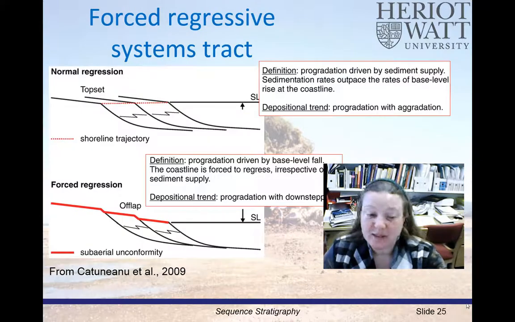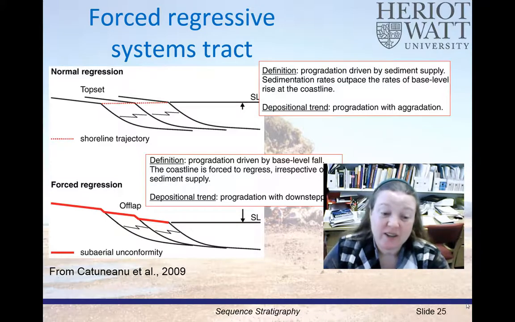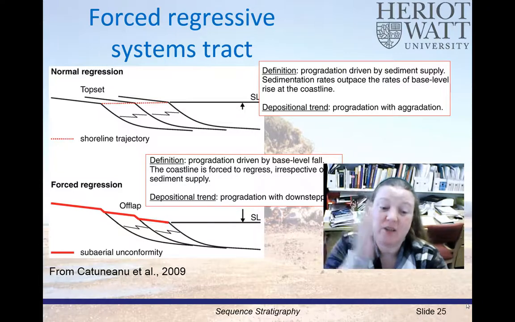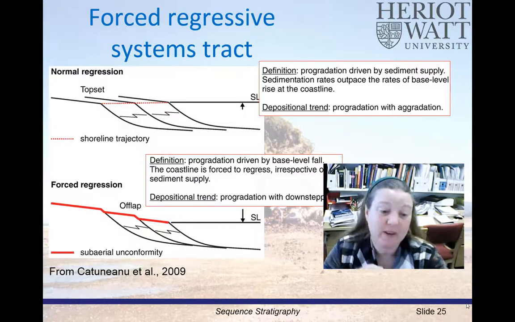Here is a good place to discuss why further authors decided that there needed to be defined a forced regressive systems tract. If you look at the normal regressive situation at the top, you can see that this is like a high stand where layers are continuing to build on top of each other as well as prograding basinwards. However, in the second diagram, you can see that when sea level is falling, there is no space for accumulation on top of previous layers.